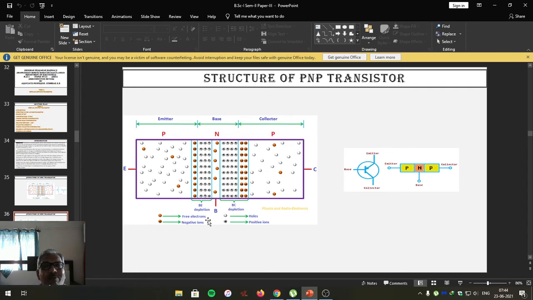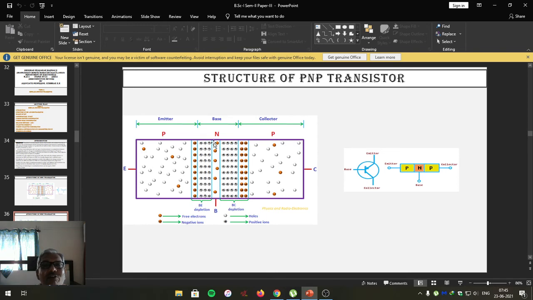Due to the diffusion process, when the junction is formulated, here I can call it junction J1, whereas here it is junction J2. It is the output junction, whereas this one is the input junction, or the emitter base junction, whereas this one is the collector base junction. Two junctions. During the diffusion process, holes will move from P region to N region between emitter and base. As positive charge moves from P region to N region, negative ions are generated very close to the junction.